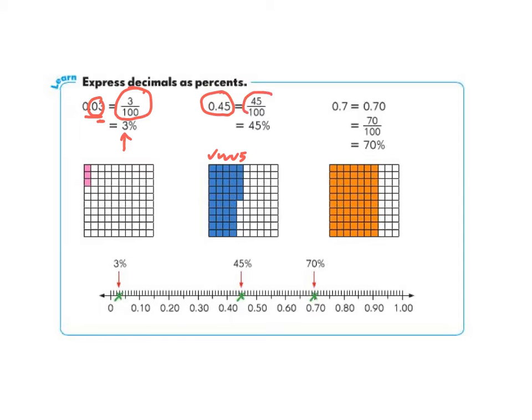45/100ths, so 45%. And we've got 10, 20, 30, 40, 50, 60, 70. That's where this comes from, 70/100ths.